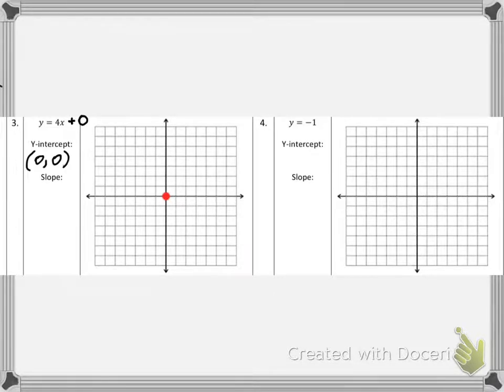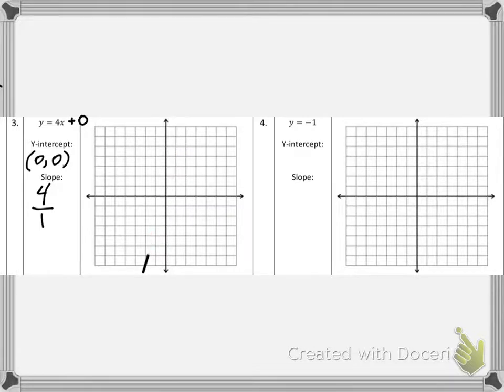And then what's our slope? Well, our slope is 4. Remember, we can rewrite that as 4 over 1. So my rise is 4 units and my run is 1 unit. So I can go up 4 and then to the right 1. I could also go down 4 and then to the left 1. As I do that, I have this line right here.